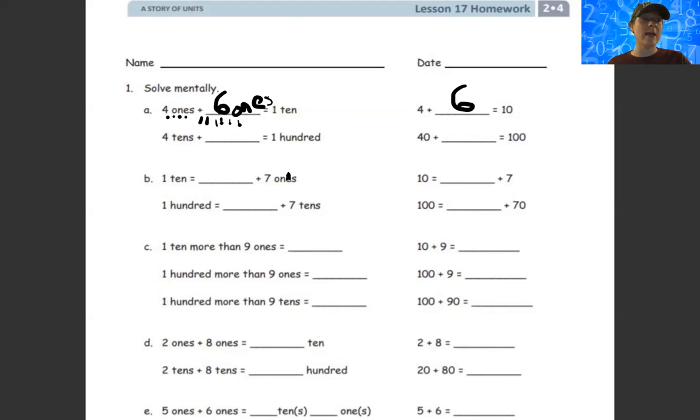We have 4 tens plus blank equals 100. So if I have 4 tens, how many more tens do I need to get to 100?